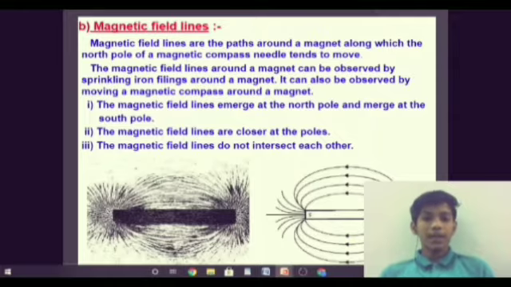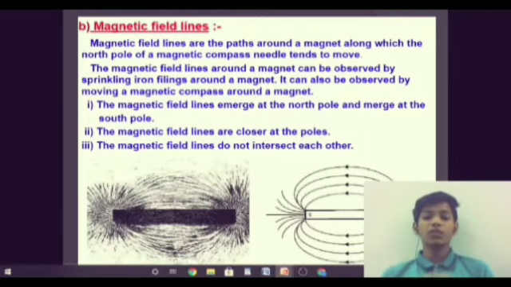So here we read that the magnetic field lines emerge at the north pole and merge at the south pole. So it starts from the north and ends at the south. As you can see in the second diagram, the lines go from the north till the south. So it starts from north and ends at south, and in between it passes again from south to the north.